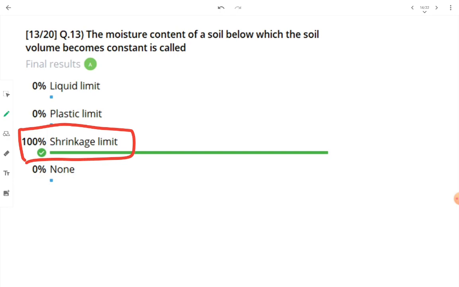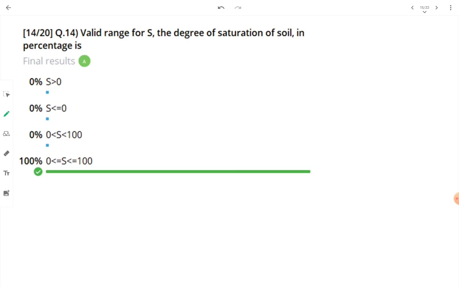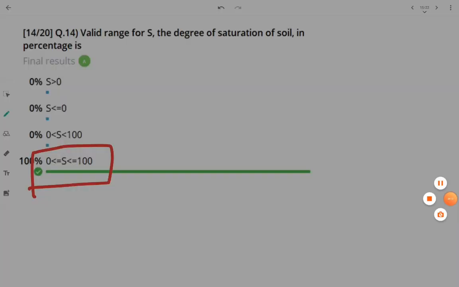Alright, let's go to the next question, which is asking the valid range for capital S, the degree of saturation of soil in percentage. Capital S, the degree of saturation, is 0 for dry soil. We just saw what dry soil is. It is equal to 100% for fully saturated soil. It ranges between 0 and 100, where it can be equal to 0 and it can be equal to 100. Okay, let's go to the next question.